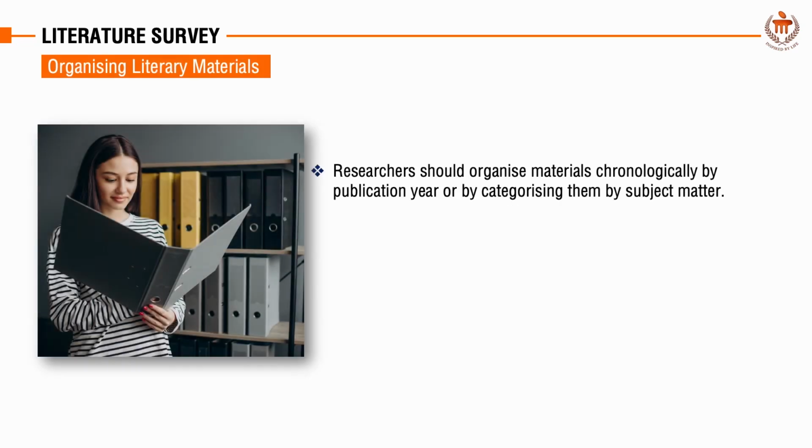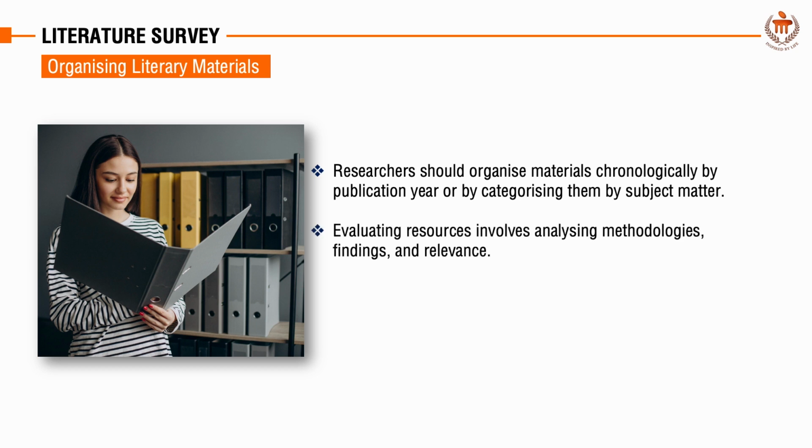After gathering materials from these diverse sources, the researcher should organize them systematically. For this, all related materials should be arranged chronologically by publication year or by categorizing them by subject matter to ensure coherence and relevance to the current research topic. Evaluating these resources involves analyzing the methodologies used, the findings presented, and their relevance to the research topic. Adding a brief historical context related to the research can provide additional depth and perspective. By effectively synthesizing and organizing the collected materials, researchers can develop a comprehensive and insightful literature review that aligns with the study's objectives.